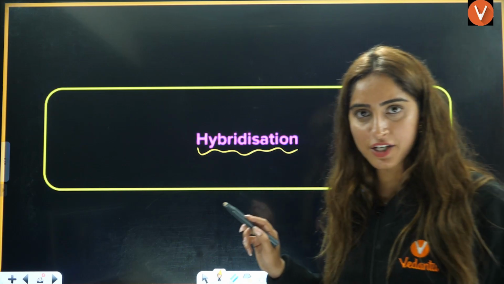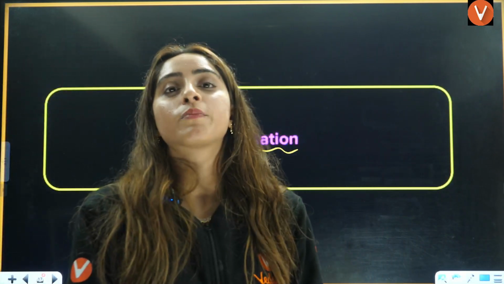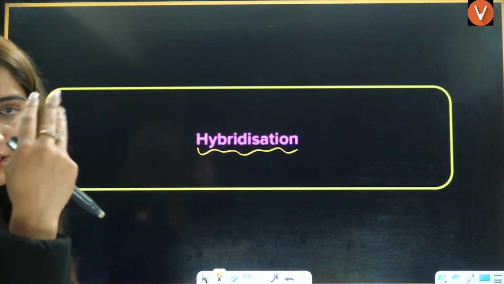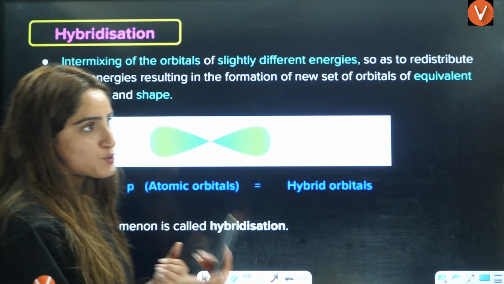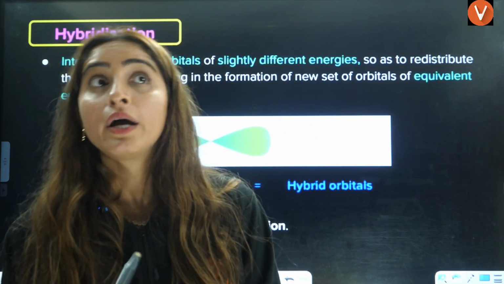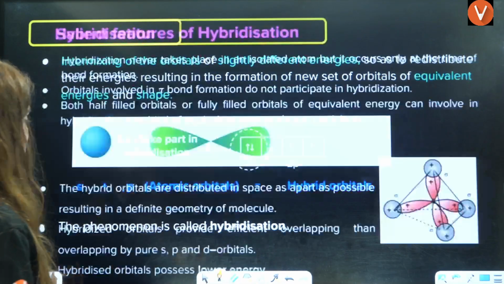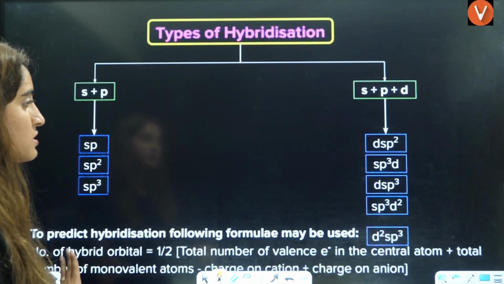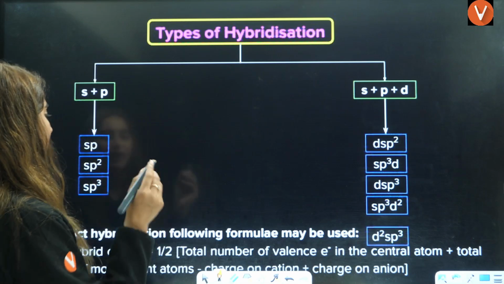Now see hybridization. Hybridization is the intermixing of orbitals to have hybrid orbitals which are of the same energy, right? Now, there are so many types of hybridization: sp, sp2, sp3, dsp2, sp3d, sp3d2. So many types of hybridization there are in our syllabus, right? So I'll just tell you what shape you're going to get where.